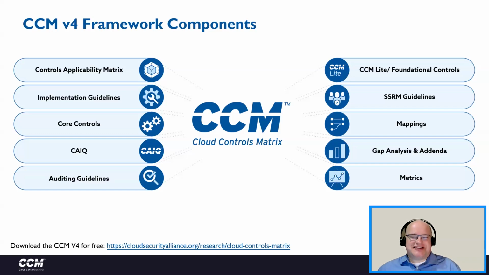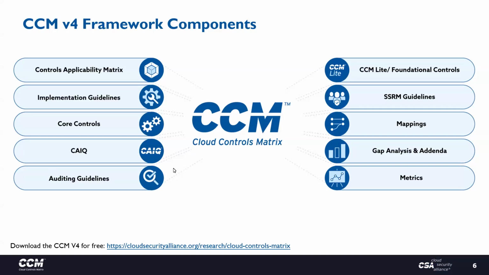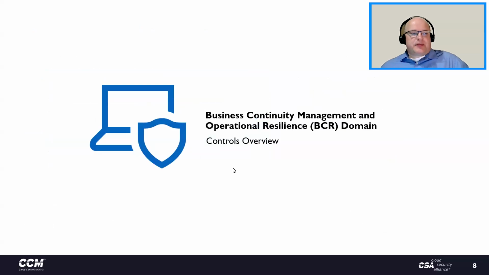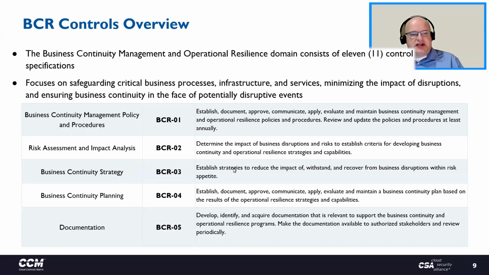The Consensus Assessment Questionnaire is a tool provided by the CSA that helps organizations assess the security posture of providers according to the CCM. Overall, the CCM consists of 17 different security domains with a total of 197 controls. This session focuses on the control specifications of the business continuity management and operational resilience domain. The BCR controls seek to protect against and minimize the impact of disruptions and overall help the CSPs and CSCs to ensure uninterrupted delivery of cloud-based services and to maintain operational resilience.